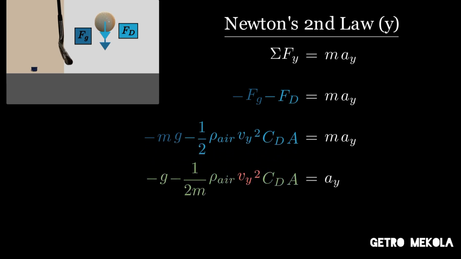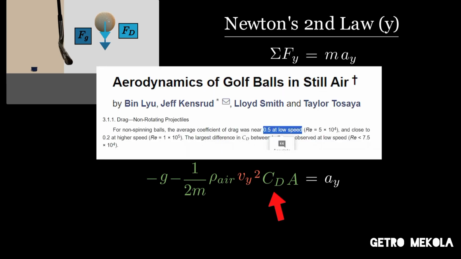Anyway, that's a conditional I'll account for later, so let's just continue and solve for the vertical acceleration, plugging in all the known values: the acceleration due to gravity, the mass of the golf ball, the standard density of air, the ball's cross-sectional area, and lastly the drag coefficient, which for a golf ball I estimated to be about 0.5, although it does seem to vary based on how fast it moves.